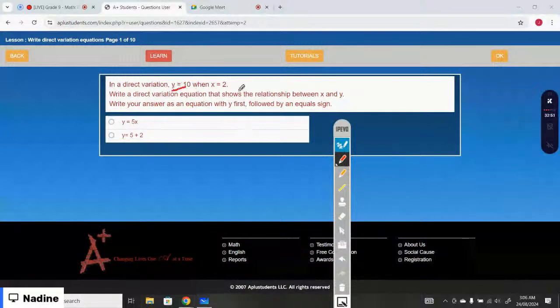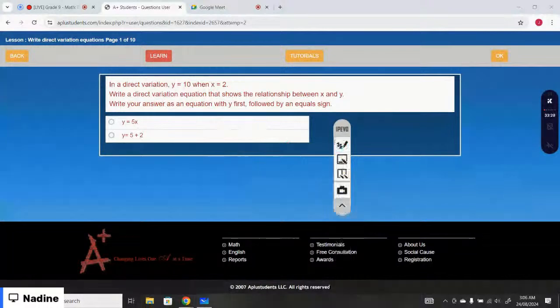So y equals 10 and x equals 2. You have the equation that is y equals kx. So 10 equals k times 2. Divide both sides by 2. So you are left with k equals 5, right? So then the equation is y equals 5x. Option number 1 is the correct option. The correct option is y equals 5x.